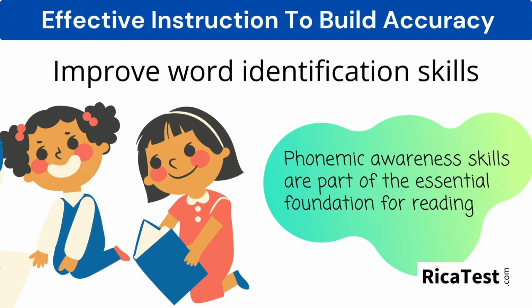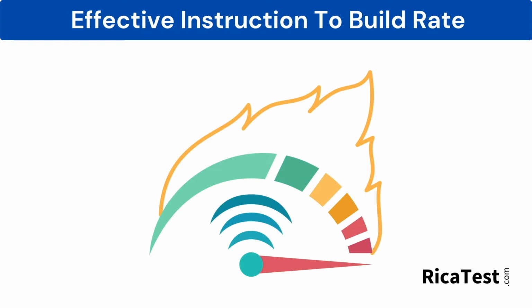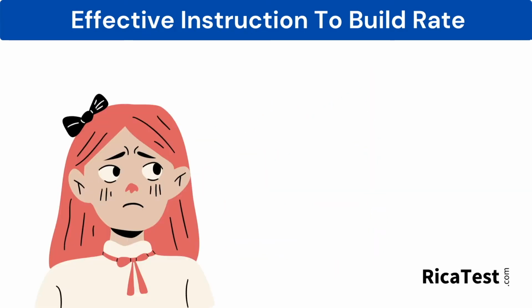Phonemic awareness skills are important because they are part of the essential foundation for being able to decode each letter in the words that the students are reading. As children enter upper elementary grades, the goal remains to improve the students' word identification skills. And this is because swift word identification skills build stronger structural and syllabic analysis skills, as well as orthographic skill sets too. Next, let's look at specific strategies to build reading rate.